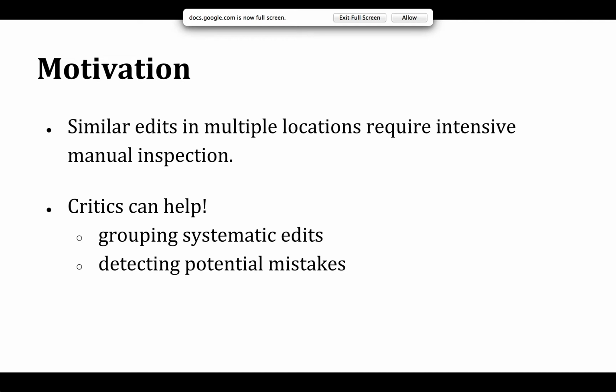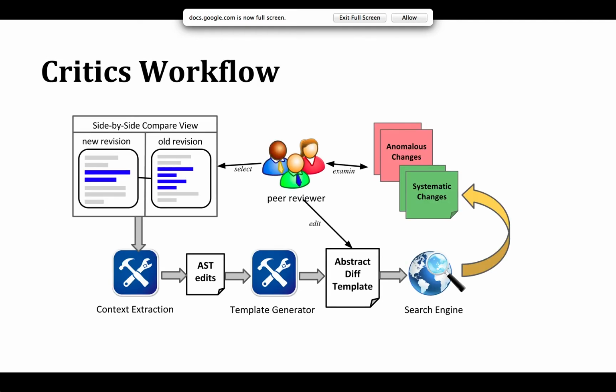Instead of reviewing each change region one by one, reviewers just need to inspect one location, and Critics will automatically search for similar changes and summarize them. Critics can also spot those locations that the developer forgot to update correctly or detect inconsistent edits that violate systematic change patterns. To do that, the reviewer needs to first select the change he wants to inspect in a side-by-side view.